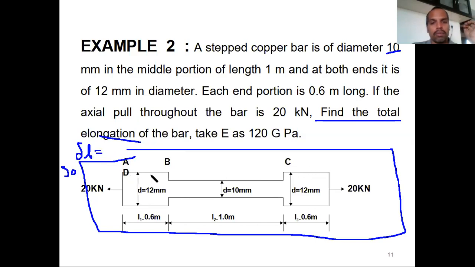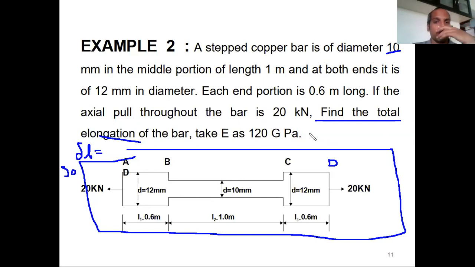Of course, D comes here, so this is C and this is D. So the change in length in the AB portion, BC portion, and CD portion: if you add all these three, you will get the total elongation. Of course, in this question stresses are not asked. But in some problems you may be asked to calculate the stresses also: stress in AB, stress in BC, stress in CD.